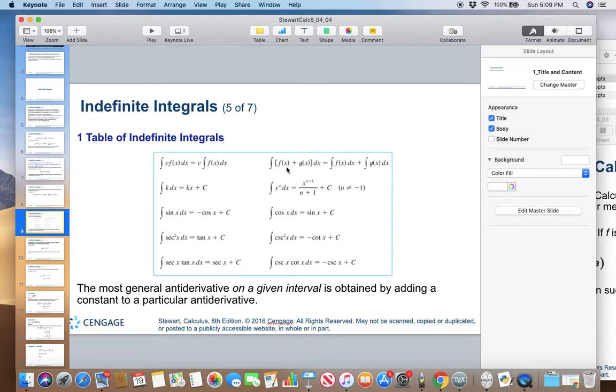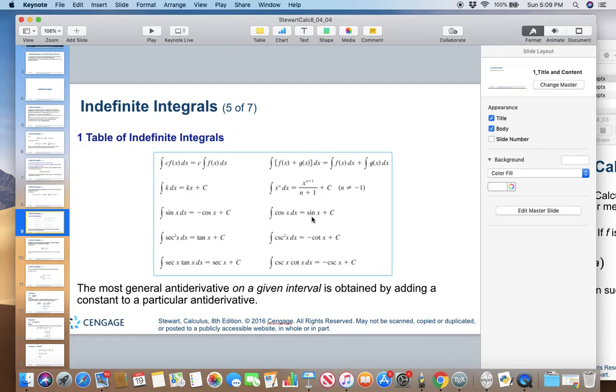If I have to take the integral of a sum of two functions, it is the integral of the first plus the integral of the second. What is the integral of x to the power n? Well, increase the power of x by 1 and divide by the new power. Don't forget plus c. All of this makes sense as long as n is not negative 1. What happens when n is negative 1? The denominator becomes 0 and that is undefined. So this formula is not valid for n equal to negative 1. You have to take away that case.